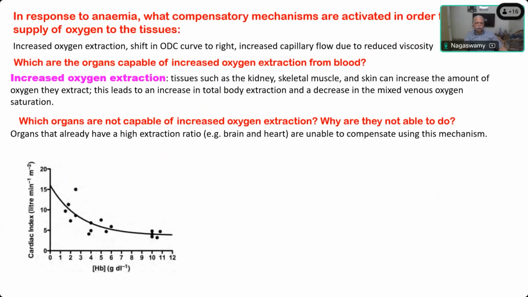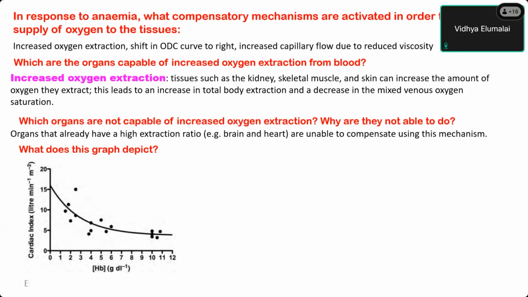Now, what is this graph? What does this graph depict? You see in the x-axis, it gives you the hemoglobin in grams per deciliter, and the y-axis is cardiac index, in liters per minute per square meter of the body surface area. If the hemoglobin decreases, the cardiac index increases. So, the effect of anemia on cardiac index.